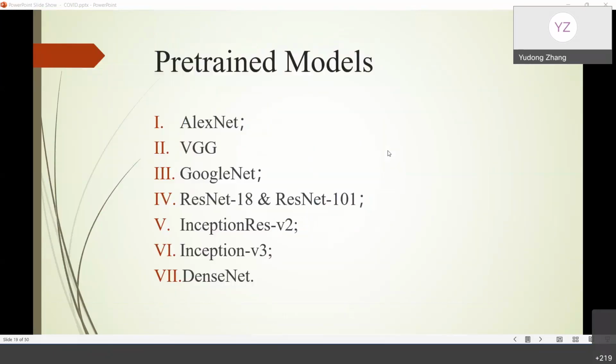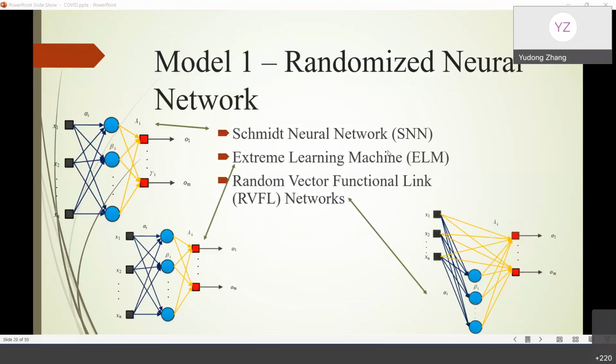And we tested in total 7 different pre-trained models in our lab. We tested AlexNet, VGG, GoogleNet, ResNet 18 and 101. We also tested Google Inception V2, V3 and DenseNet. And we also tried to add some improvement in our proposed models. The first is that we tested different randomized neural networks. Randomized neural networks are different from ordinary neural networks because the weights of the randomized neural networks are generated randomly and kept fixed during the training. And we tested 3 randomized neural networks: the Schmidt neural network, the extreme learning machine, and the random vector functional link.